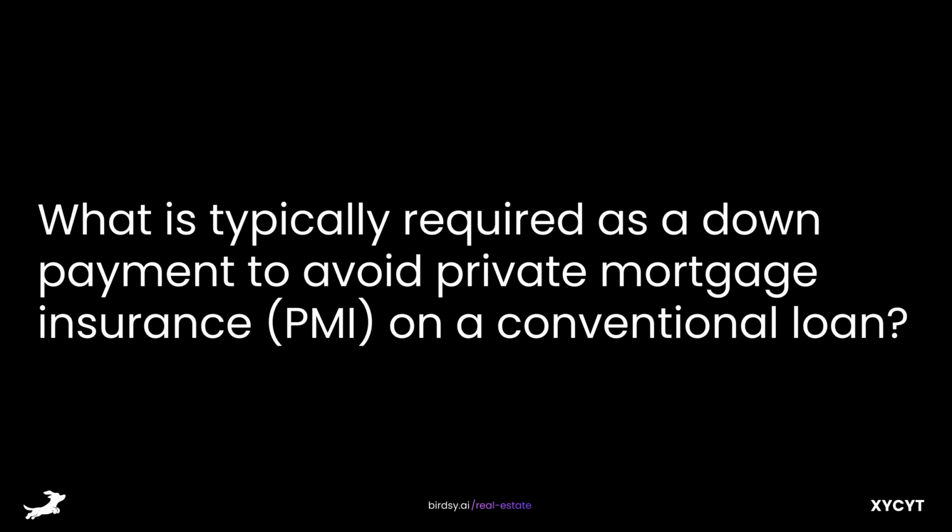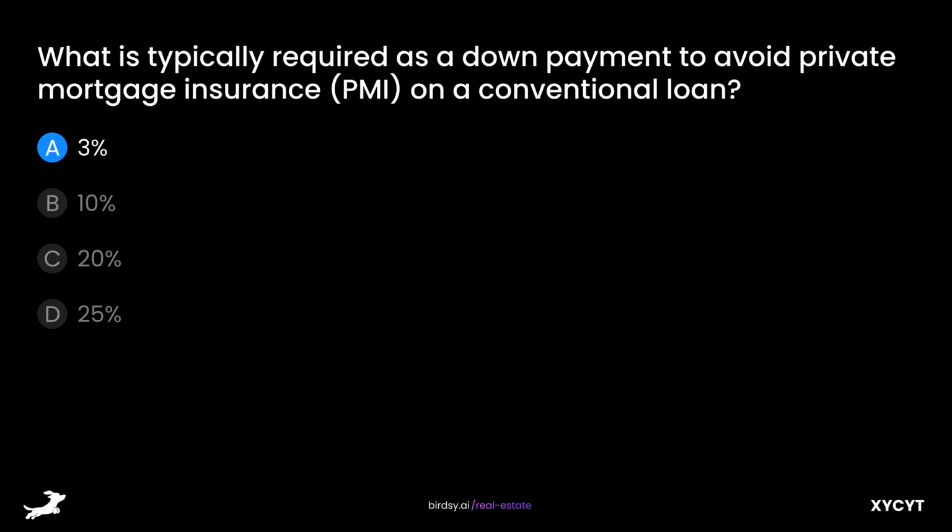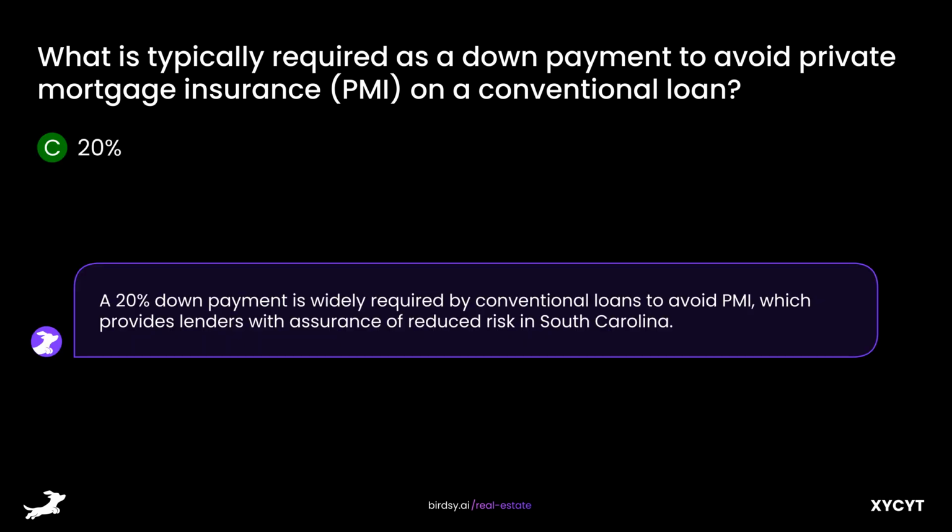What is typically required as a down payment to avoid private mortgage insurance, PMI, on a conventional loan? Is it A, 3%, B, 10%, C, 20%, or D, 25%? The answer is C, 20%. A 20% down payment is widely required by conventional loans to avoid PMI, which provides lenders with assurance of reduced risk in South Carolina.